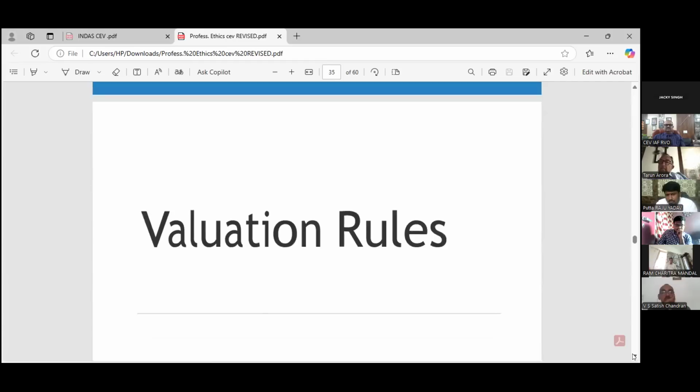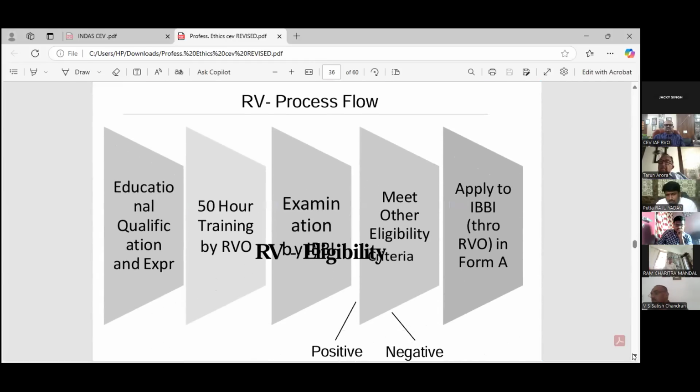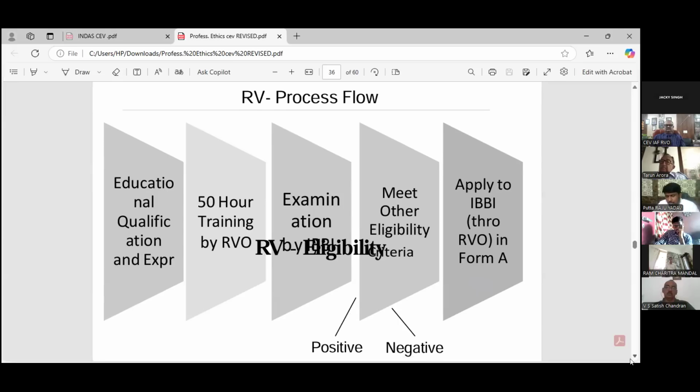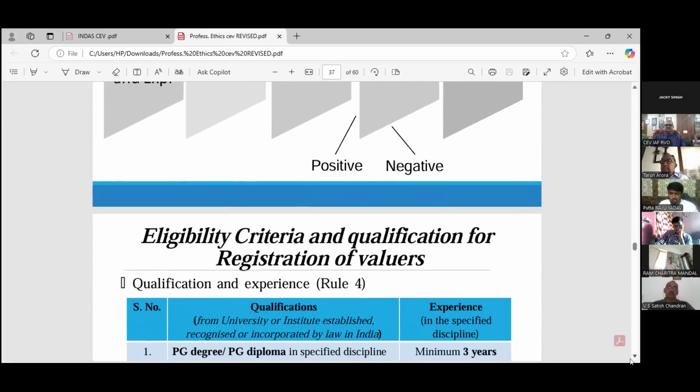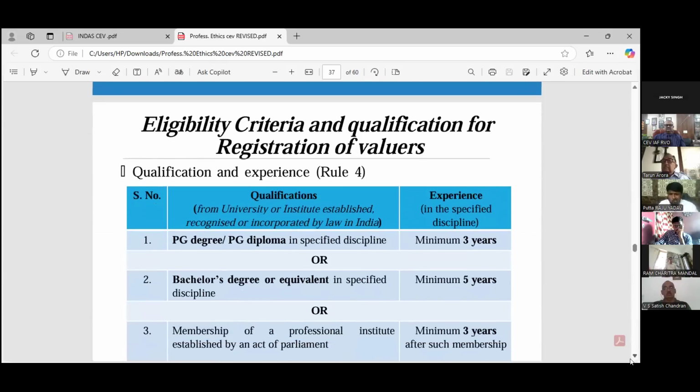Then we come to the RV process flow chart. Already we have discussed educational qualification, experience required, 50-hour training by RVO, examination by IBBI, meeting other eligibility criteria, and applying to the IBBI through RVO in Form A if you practice as an individual. And basic eligibility criteria, we have positive and negative eligibility criteria and qualification for registration of valuer.